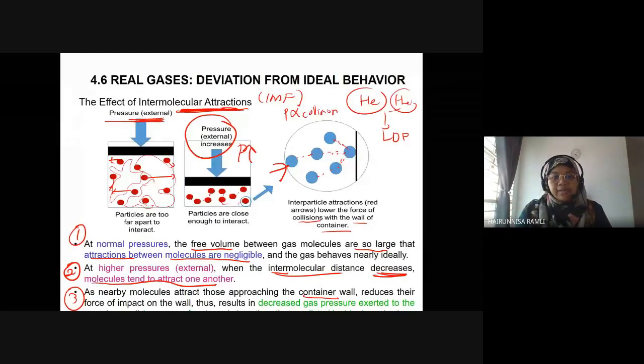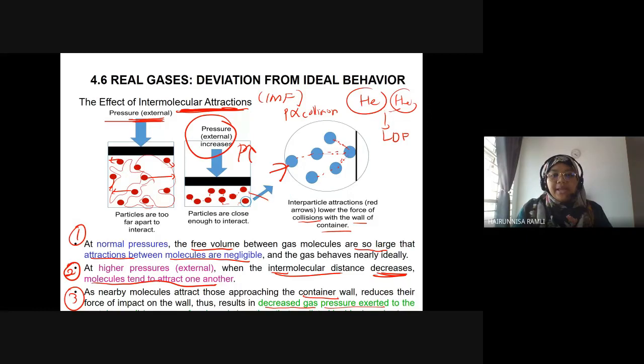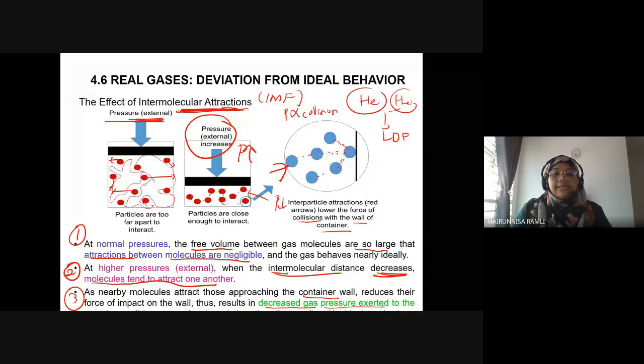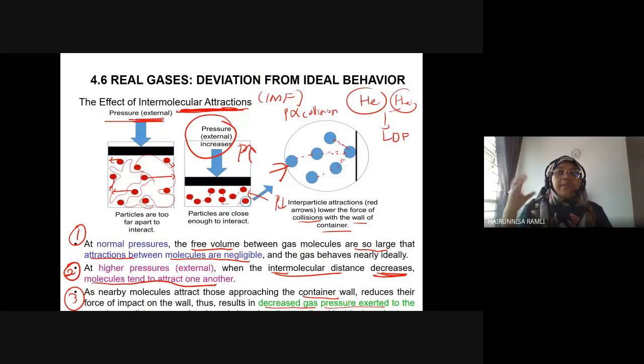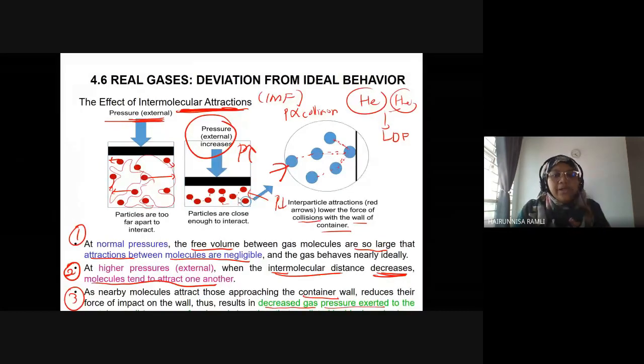They reduce the impact to the wall. Results in decreased gas pressure exerted. Nampak tak? So P kat dalam ni akan jadi menurun. Okay, decreased gas pressure exerted to the container wall, where the pressure of real gas is less than that predicted by the ideal gas law. So pressure kat sini berkurang daripada you predict PV=nRT, okay. Tapi sebenarnya bila ada interaction, pressure dia akan jadi kurang daripada yang sebenar. Okay, I hope you are clear with this point.